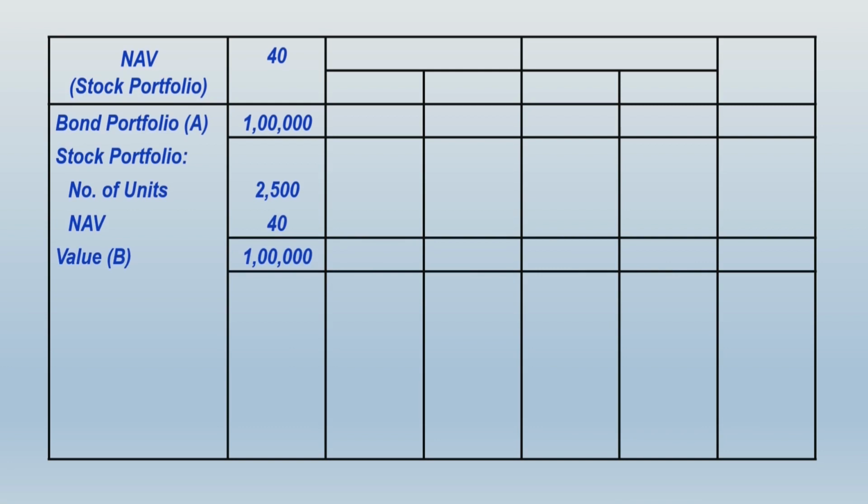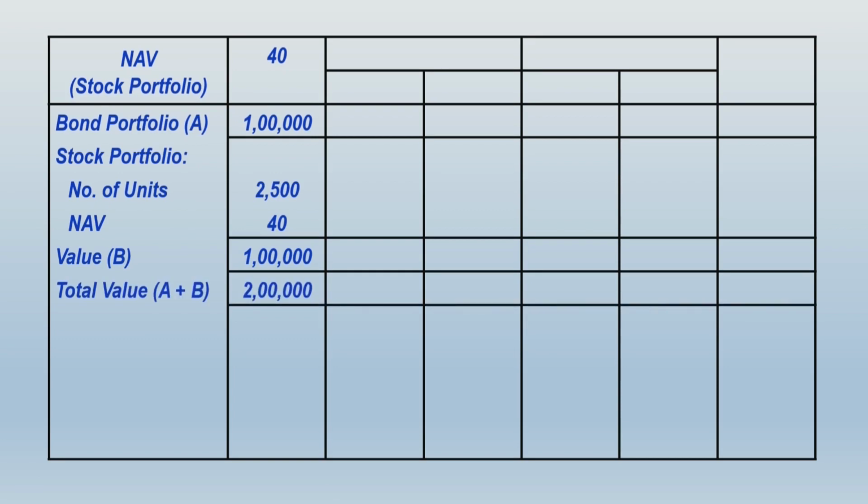So can you notice what I have done? The bond portfolio is marked as A and the stock portfolio total value is marked as B. So this is A, this is B. Your total value of the portfolio will be A plus B, which is initially 2 lakhs.